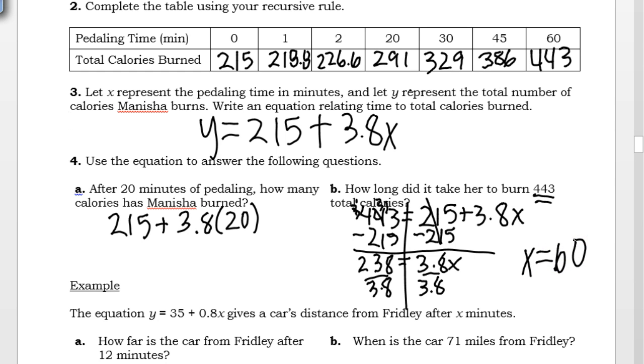So if you're not very skilled with the solving, we did a whole chapter of that in chapter 4. We'll have a little bit more practice at the end of this chapter.